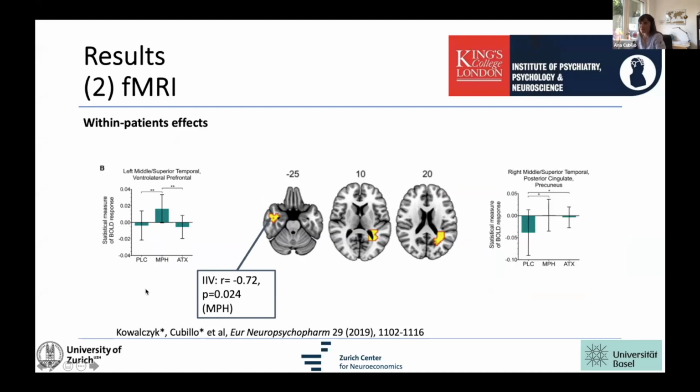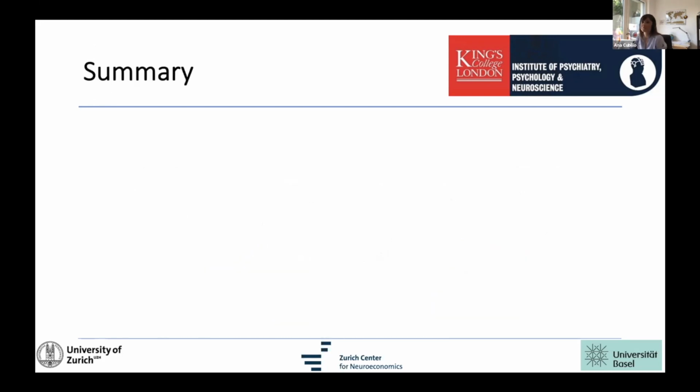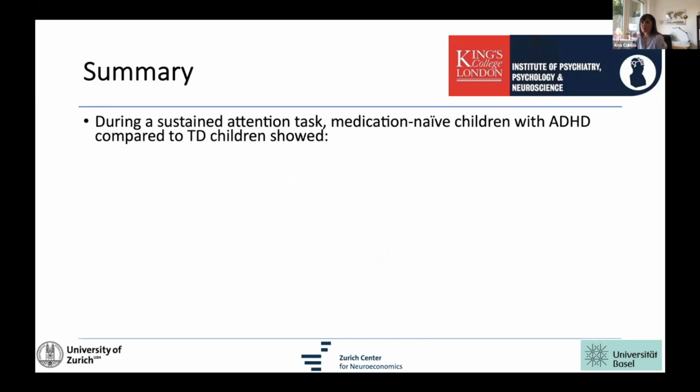And the second cluster is extending from temporal regions, middle and superior temporal areas to posterior cingulate and precuneus, and is associated with reduced activation during placebo, and again, associated with performance in the task. So I will summarize the findings.